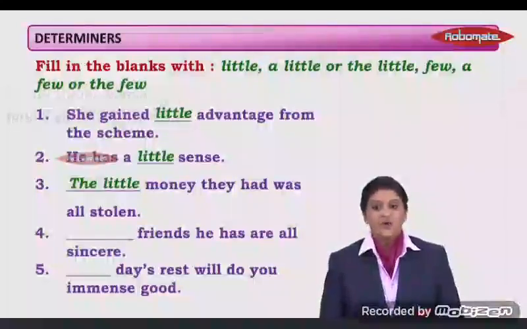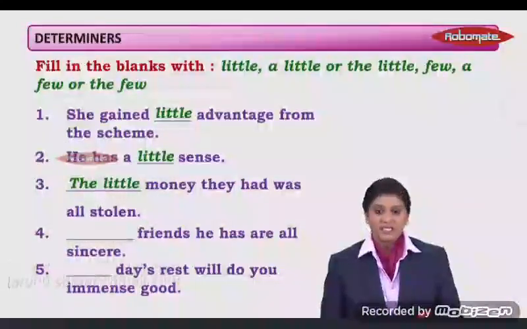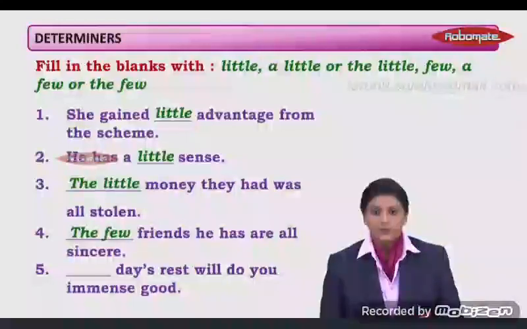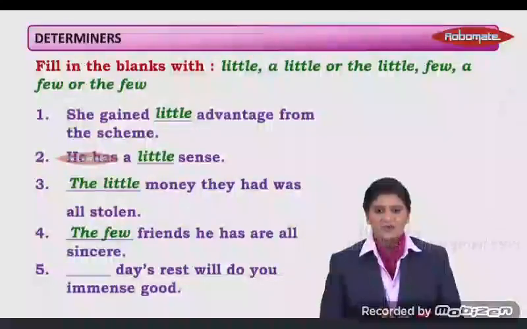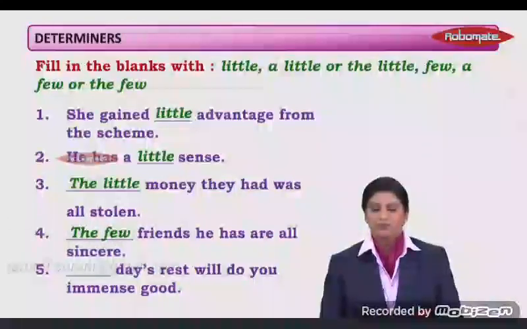Alright. The fourth sentence, dash friends he has are all sincere. Here we can use the determiner, the few. Why the few? Because he has very few friends. He can count them, very few. But then at the same time, all of them are sincere and thus we will have to use the few.